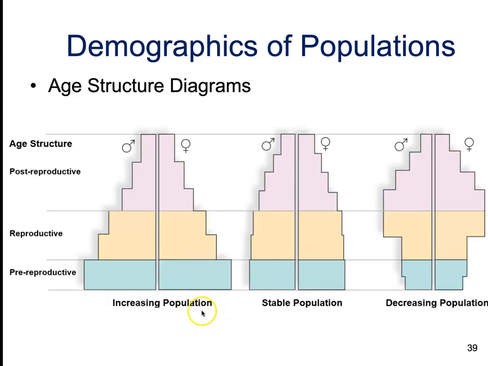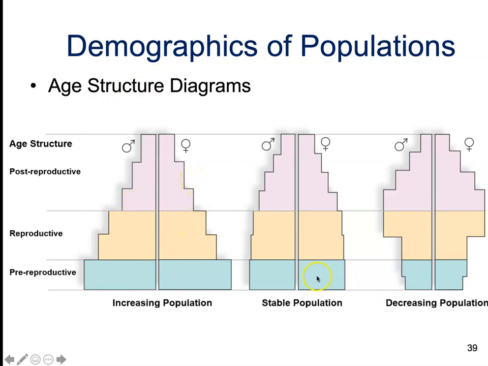So for example, if the population is increasing in size, we're going to see that the pre-reproductive stage is going to be the largest. Lots and lots of young individuals, lots of children coming up. That means as they enter the reproductive stage, we're going to see a huge population boom, and then we're going to see a lot of individuals in a post-reproductive stage.